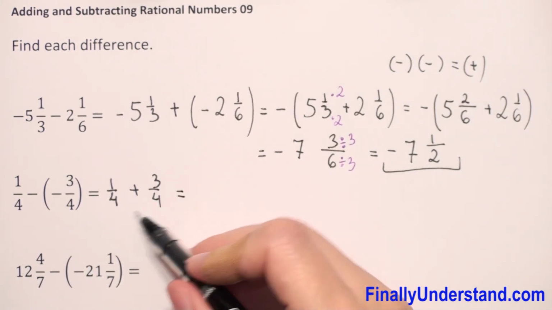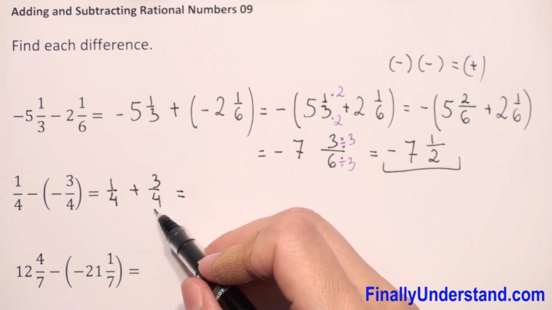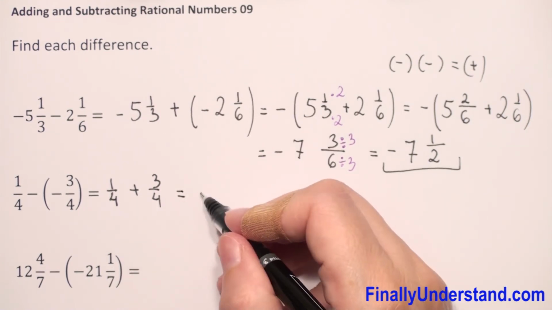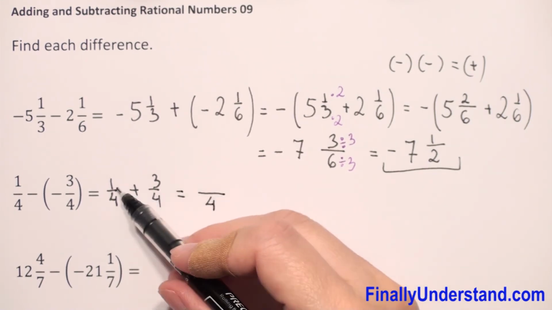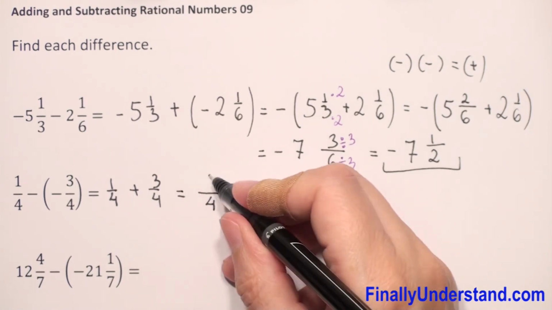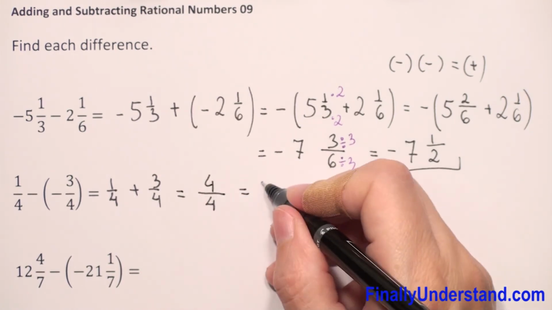So this is equal, we have two fractions, addition, the same denominators, so we copy the denominator and we add numerators. 1 plus 3 is 4. 4 over 4 is 1.